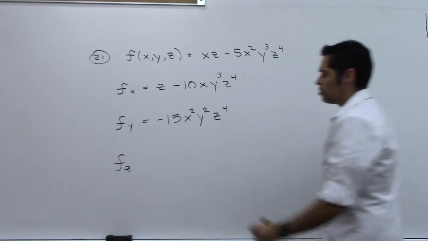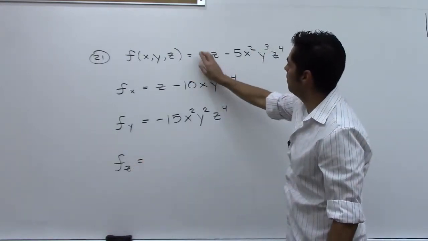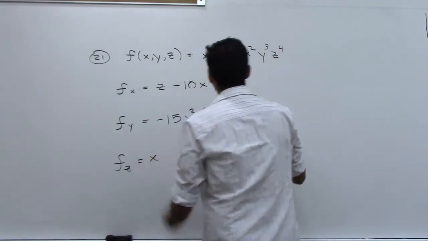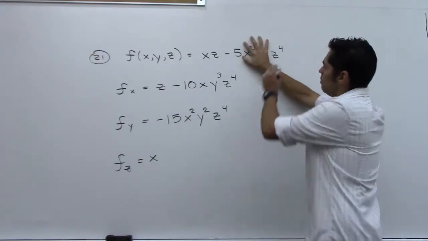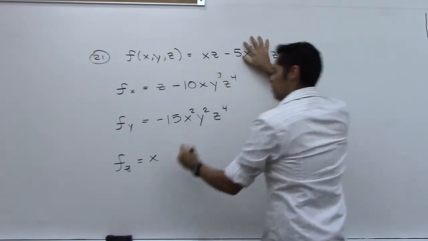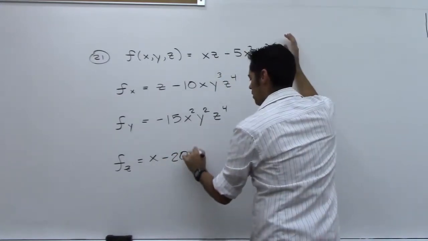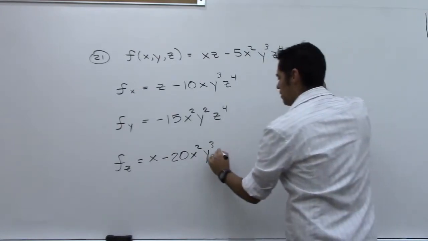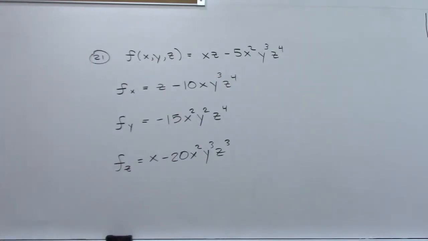On the last one, we treat x and y like constants. So over here, x is a constant, covered up. Derivative of z is 1, so we just get 1 times x. Here, this is all a constant right here. The derivative of z to the 4th, the 4 comes out, so negative 20. And then we have this constant, x squared y cubed. And then the 4 popped out, so z cubed. So there's number 21.